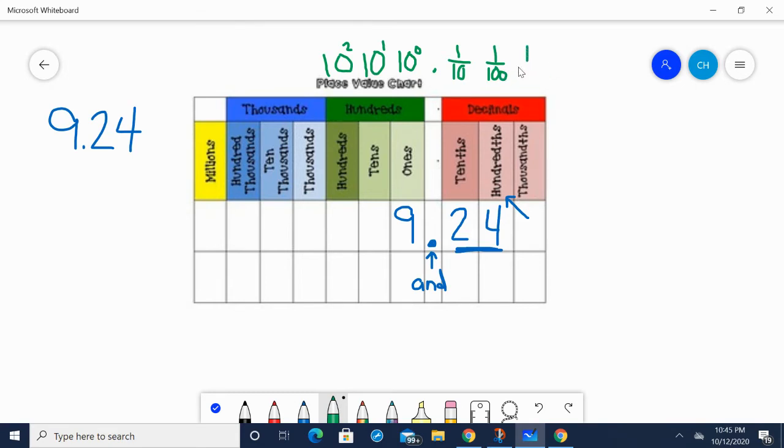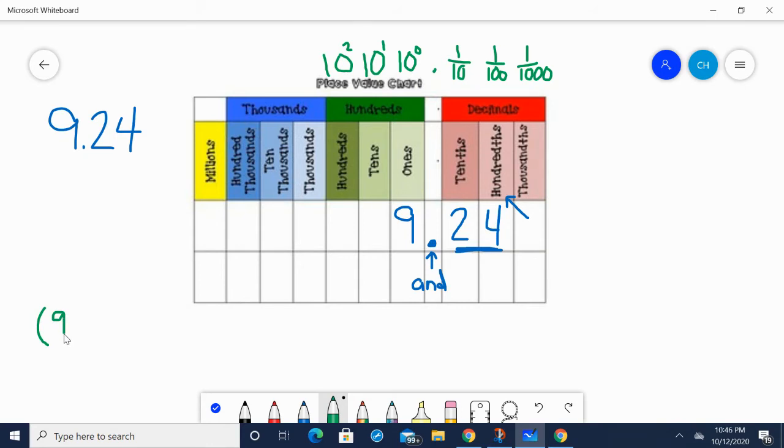And the last place that we're going to talk about today is 1/1000, which is one thousandth. That's just going to help us to remember when it's time to separate this 9 and 24 hundredths into our place values. So let's start. First, we have our 9.